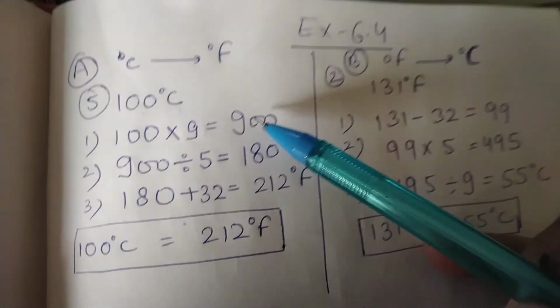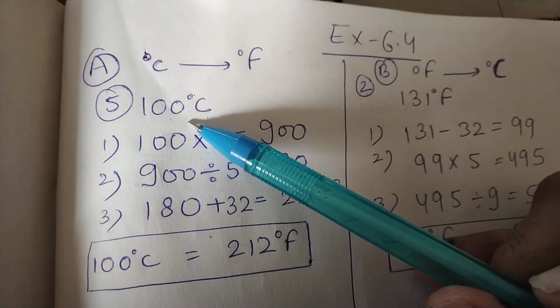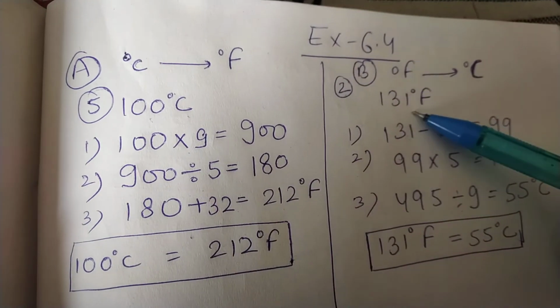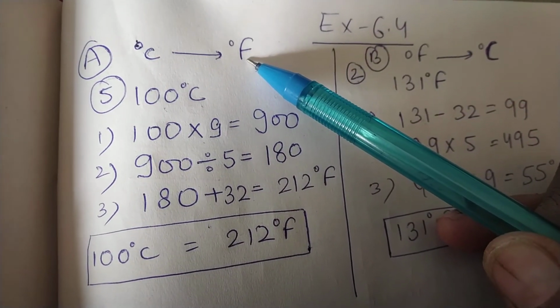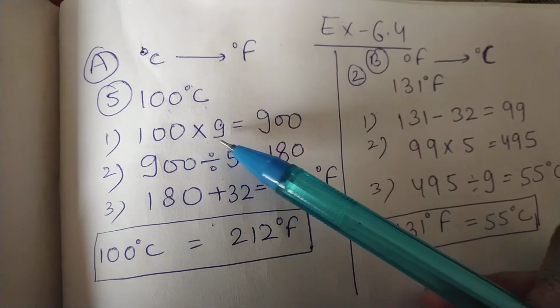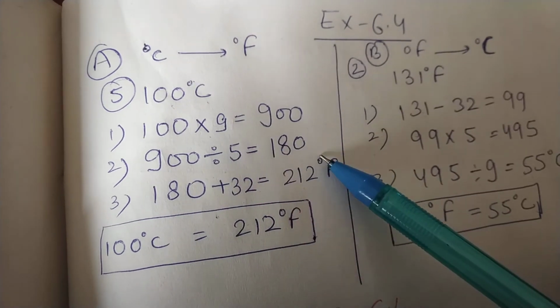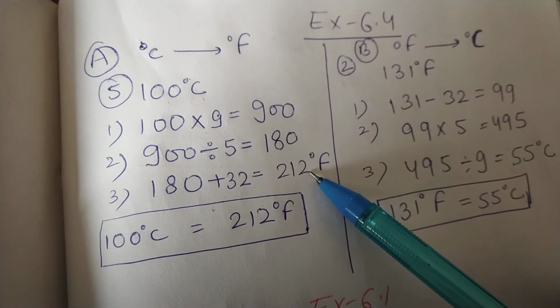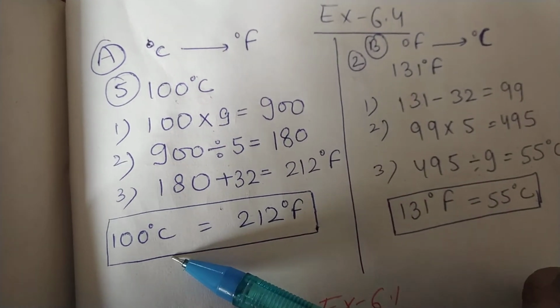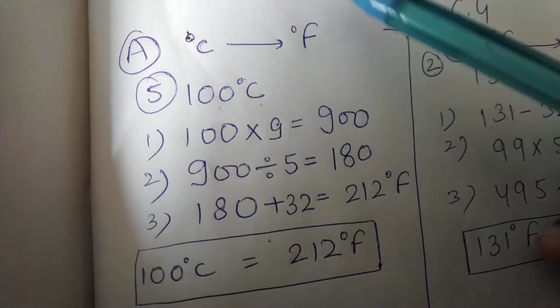Here I will take a solved question. This is taken from exercise 6.4, question number 5 of A part and question number 2 of B part. That is 100 degree centigrade to convert into degree Fahrenheit. In the first step, 100 multiplied by 9, I got 900. 900 divided by 5, I got 180. And 180 plus 32 is 212 degree Fahrenheit. So 100 degree Celsius is equal to 212 degree Fahrenheit. That is the conversion from degree centigrade to degree Fahrenheit.